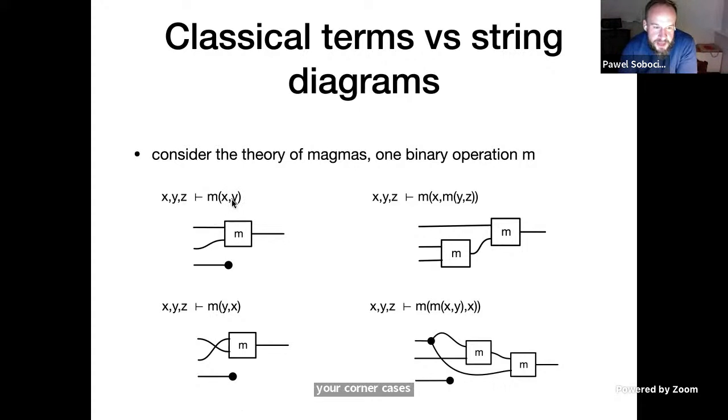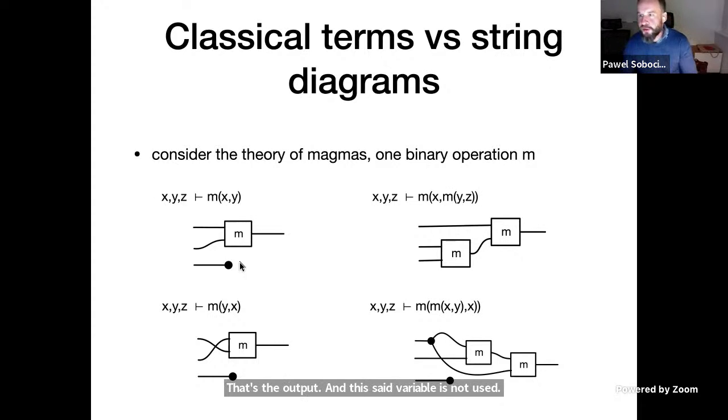So what is this? Well, the term is m(x,y), so the idea is that these three wires correspond to the variables x, y, and z. The first two are plugged into m, that's the output. And the third variable is not used, so it's just forgotten. Okay, so this is where the counit of my chosen comonoid structure comes into play. And you can see some more examples.